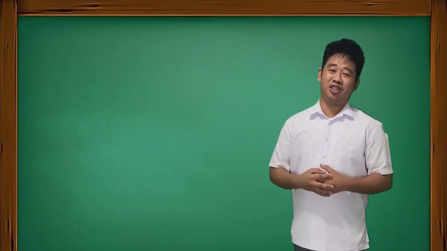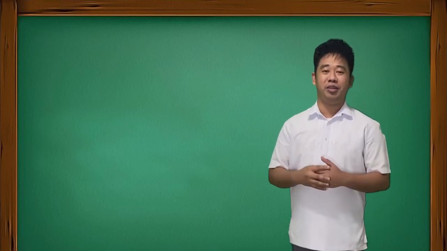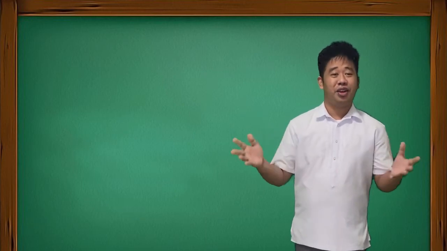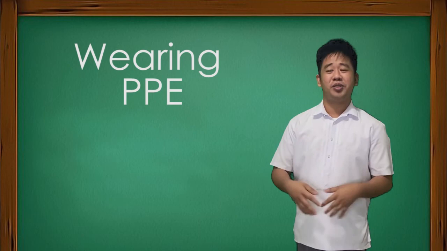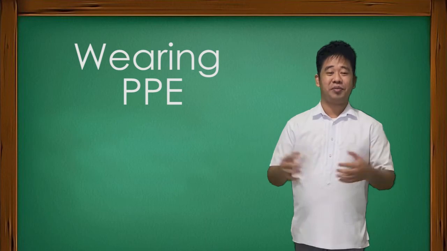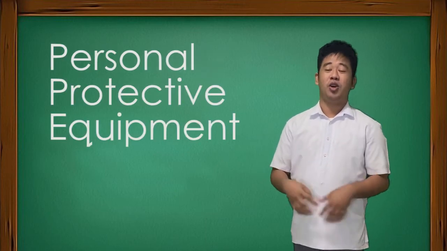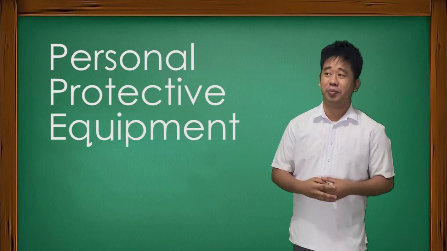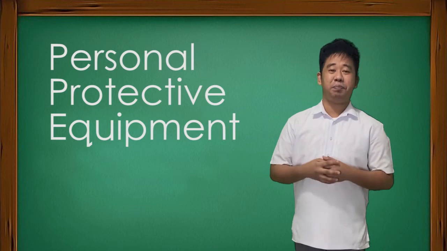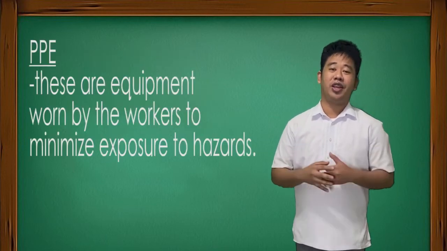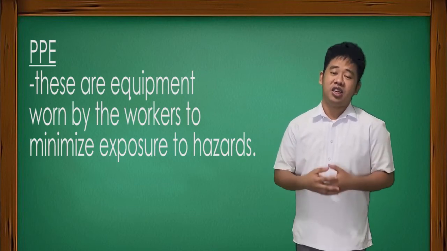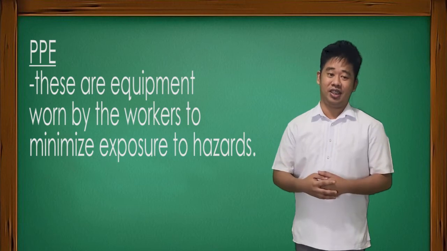Will you please give another suggestion or insight on how we can minimize the exposure to workplace hazard? Yes, Erica. Very good. By wearing PPE. So what do you mean by PPE? Yes, Kyla. Great. Personal protective equipment. So what is the function or usage of PPE? Yes, Clara. Very good. When we say personal protective equipment, these are equipment worn by the workers to minimize exposure to hazard that can cause injuries, illnesses, and even accidents.